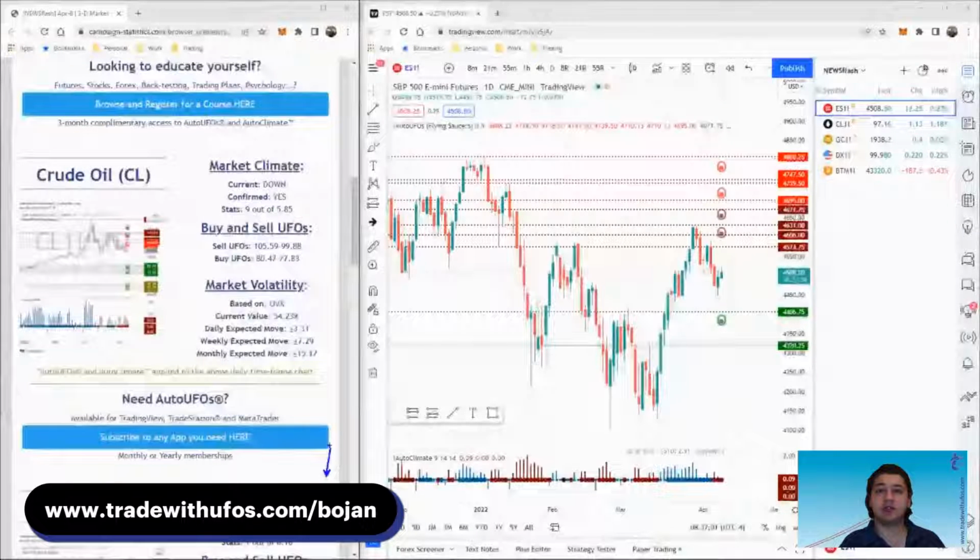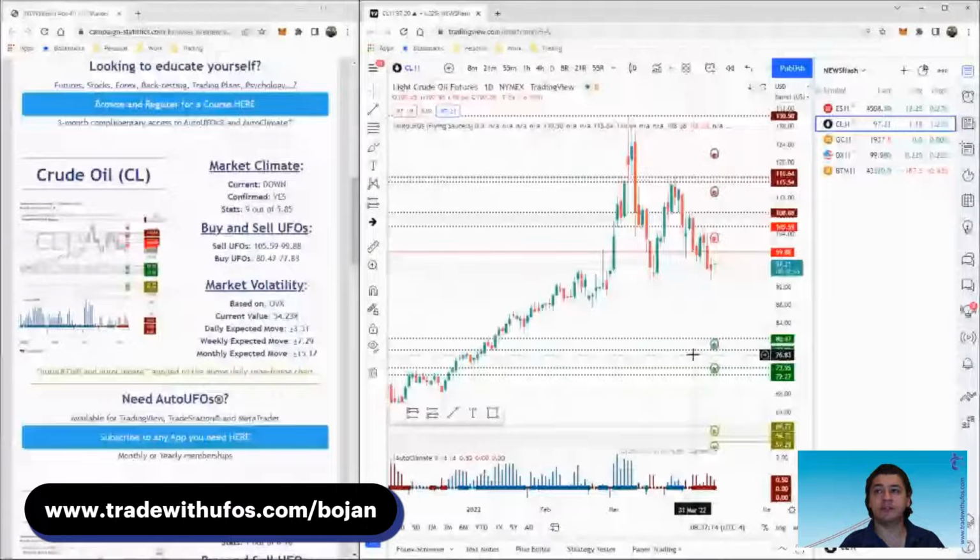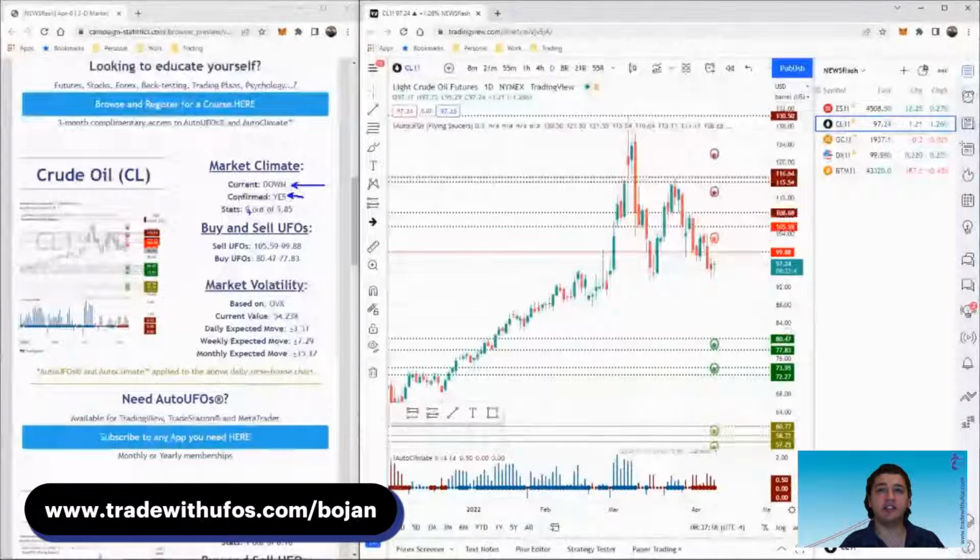Okay, the next market that we're going to look at is crude oil. All right, so crude, a little flat for the day, surprisingly. Currently in a down climate, it is confirmed 9th out of 6 days that it's been going down for, if you're not counting the 2 unconfirmed here, 7 out of 6. A brand new UFO has been generated here, 99.88 to 105.59 from this drop right here.